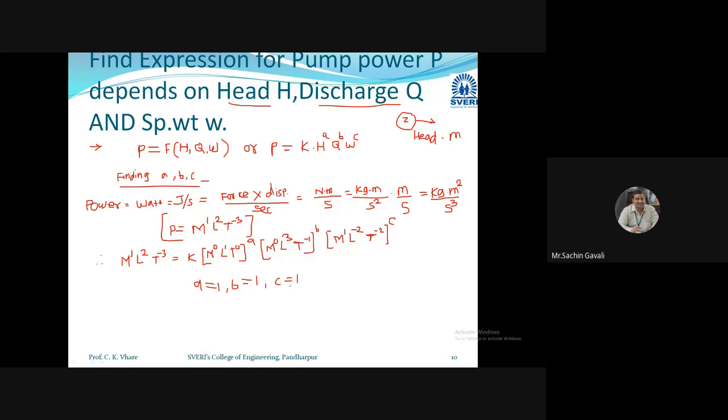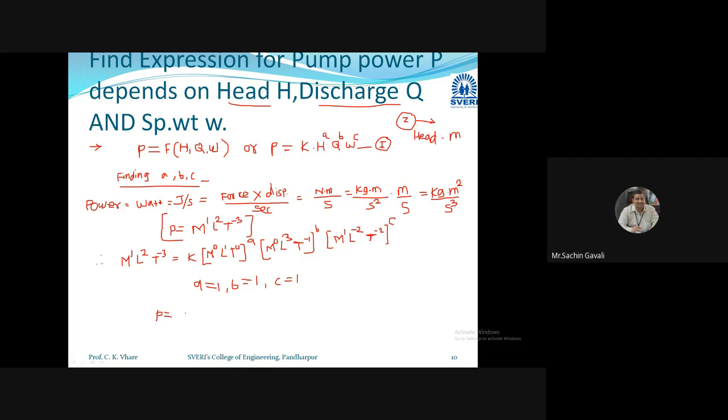Okay, so we'll write the relation then. What is our relation? This is equation number 1. P is equal to K into H raised to A, Q raised to B, small w raised to C. Therefore, only thing is there that now power P is equal to what?